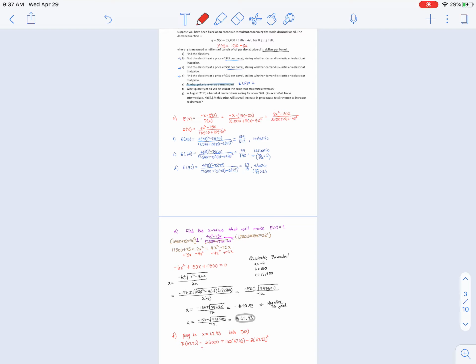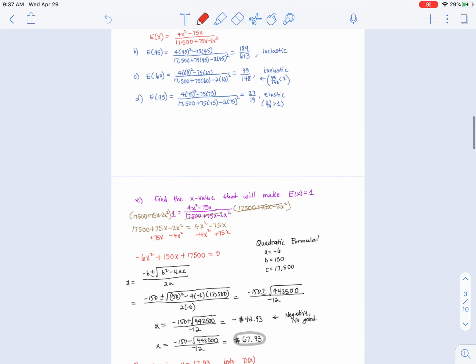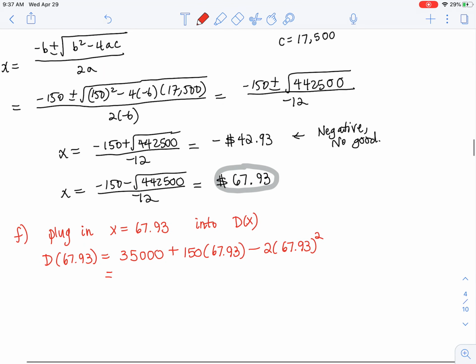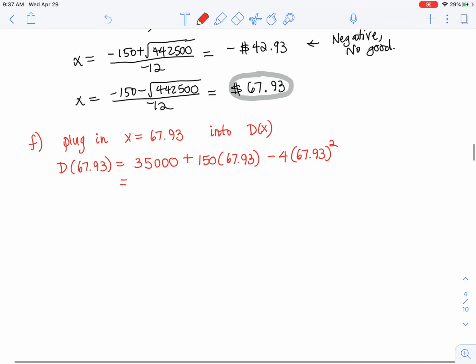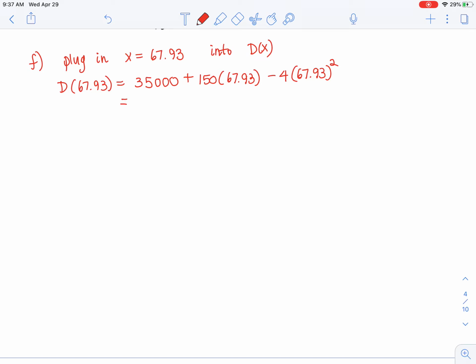Oh, no. You see, I wrote the wrong function. The last term should be minus 4x squared, not minus 2x squared. Okay, I'll fix that. Minus 4x squared. So just a silly mistake like that may happen.